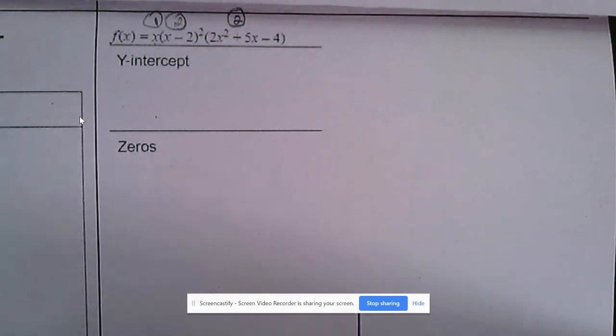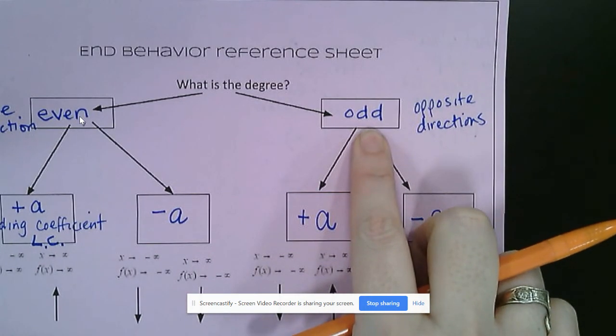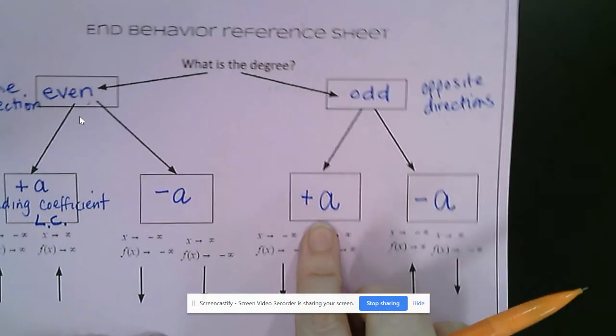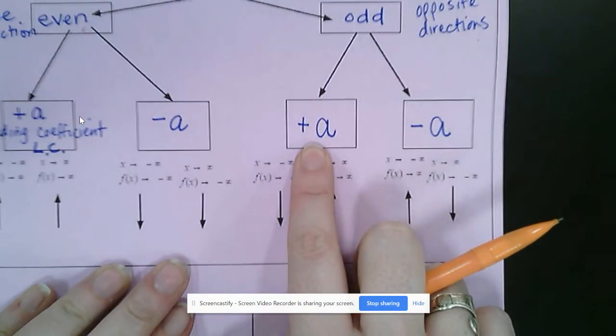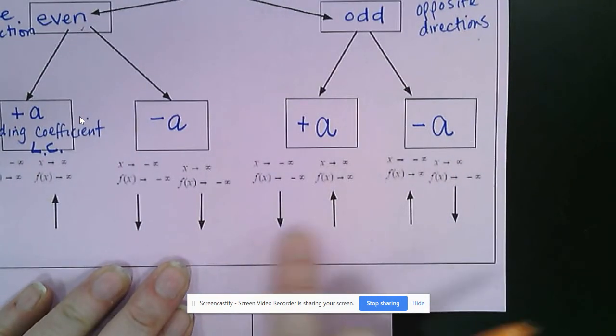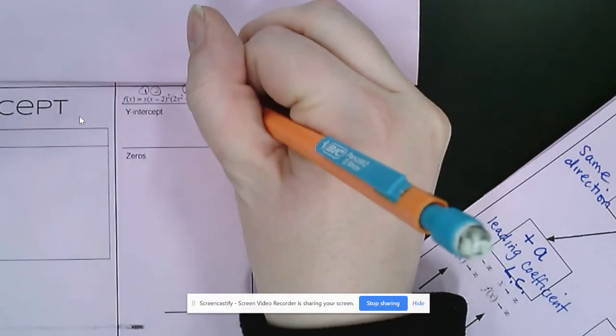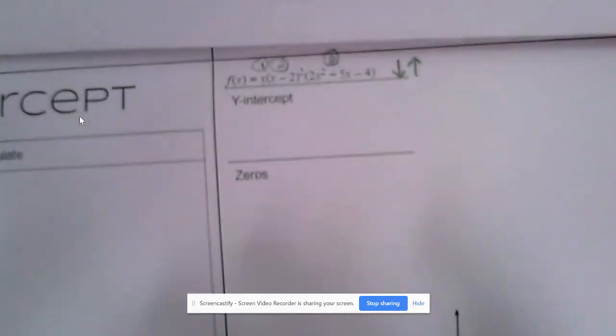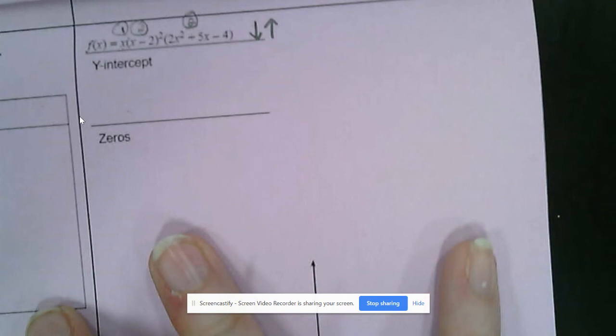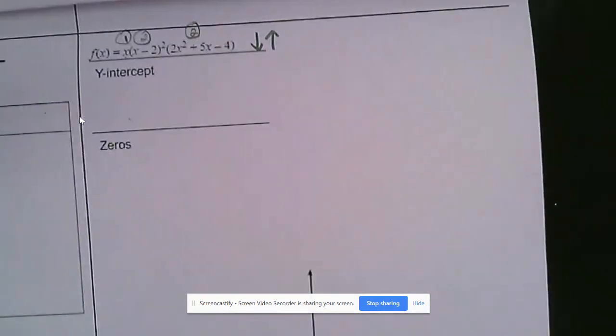So if I look at the back of my foldable, I know my degree is 5, which is an odd number, and it's positive. The 5 itself is not positive, but in my equation, there is no negative sign in the front. So that means it has to be positive. So my end behaviors are down, up. So I'm just going to note that here so that when I get to the actual sketching part, my end behaviors are ready to go. All right, so I've got end behaviors.